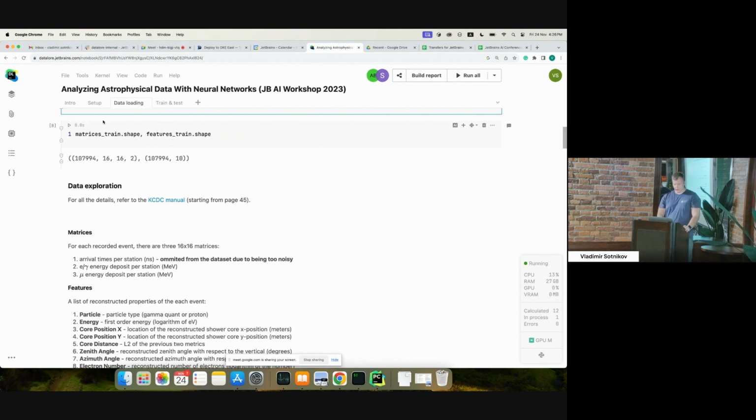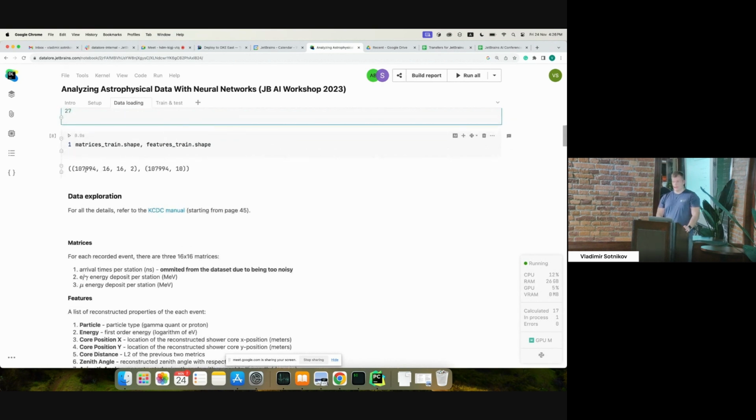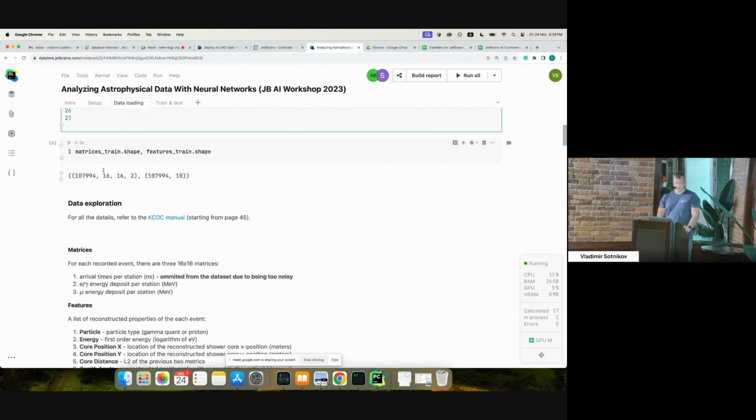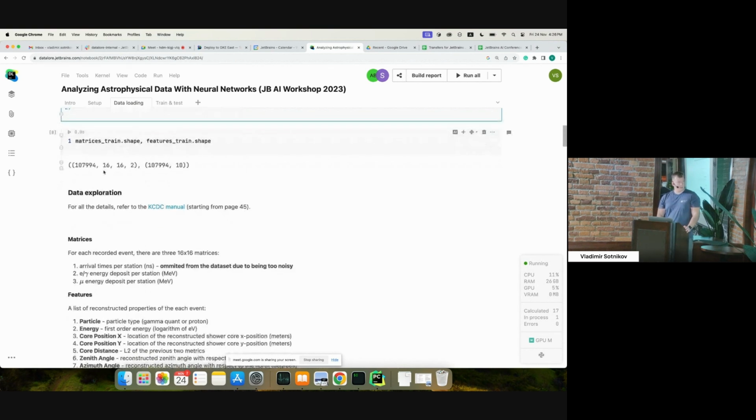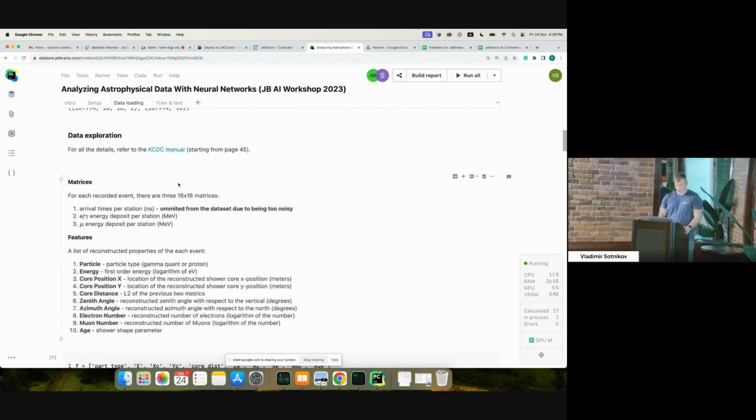So after pre-processing and everything, we have two arrays, matrices train and features train. They have slightly over 100K training samples, and for matrices we have a 16 by 16 by 2 array, and we have an array of 10 features for each detected shower.